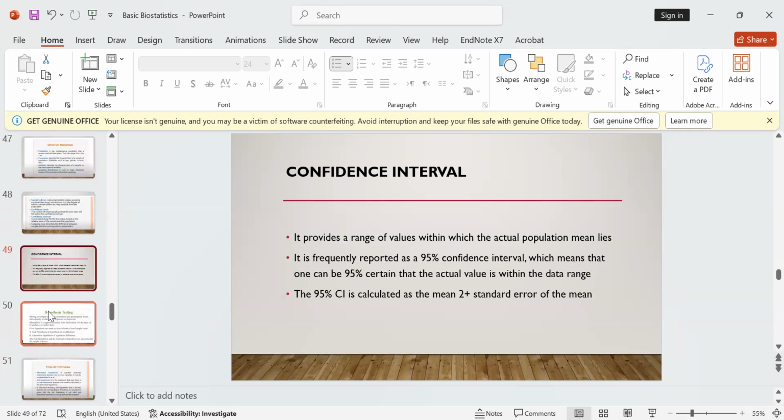Confidence interval. It provides a range of values within which the actual population mean lies. It is frequently reported as a 95% confidence interval, which means that one can be 95% certain that the actual value is within the data range. The 95% confidence interval is calculated as the mean plus or minus 2 times the standard error of the mean.